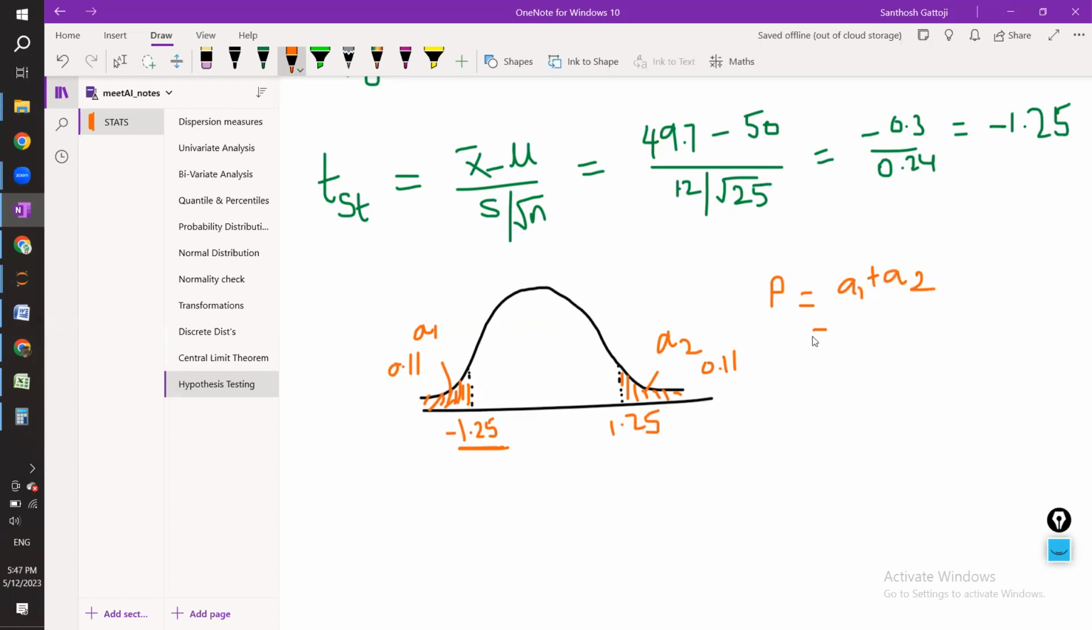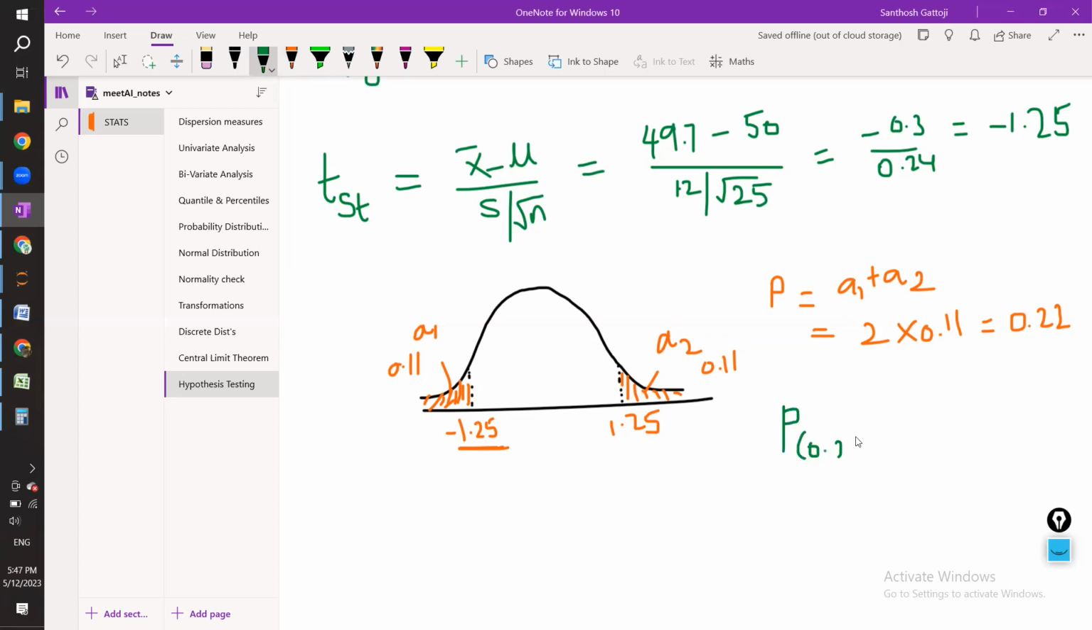That will be equal to 2 into 0.11, which is equal to 0.22. Okay, that is equal to 0.22. So now the p value is 0.22. So now what is the relationship now? Again, if I go back, we have the p value, which is 0.22.